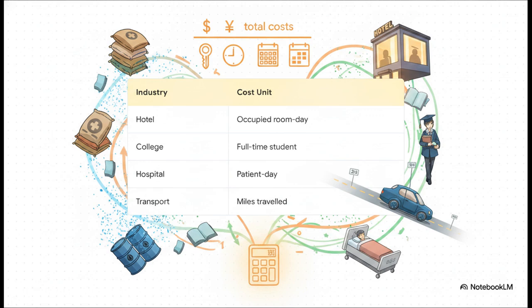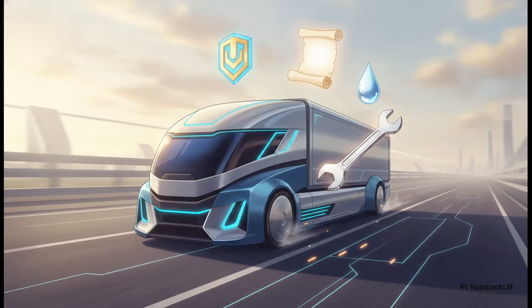For a hotel, the cost unit is an occupied room day. For a hospital, it's a patient day. We are still continuously tracking costs. We're just applying them to units of time and human experience rather than physical, tangible goods. To make this completely concrete, let's think about a transport business. Just like a factory has overhead and materials, a transport fleet has fixed charges, things you pay regardless of how far you actually drive, like insurance and licenses. Then you have running costs, like fuel, maintenance, and lubricants, which fluctuate based on activity.